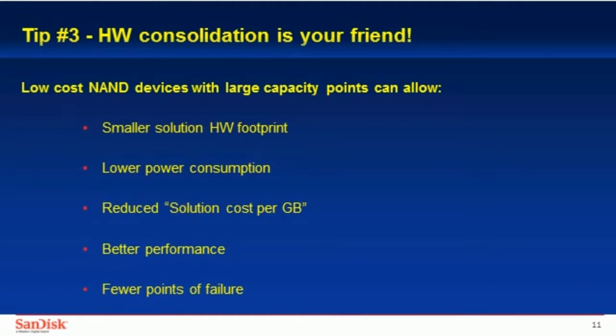So tip number 3, hardware consolidation is your friend. We've reached a point right now where low-cost NAND devices coupled with these larger capacity points can allow for smaller solutions, smaller hardware footprints, least amount of power consumption. The whole solution costs less per gigabyte. And just as a side feature, you've got fewer points of failure and better performance.